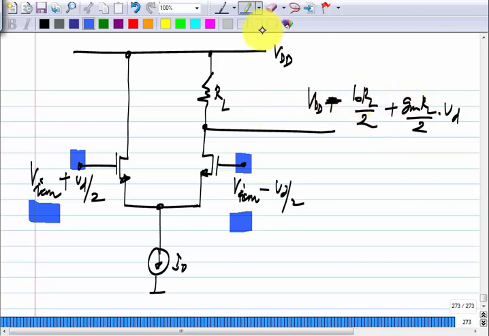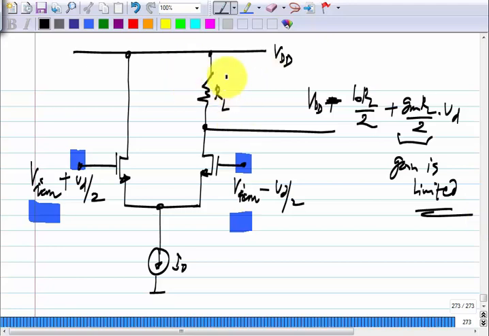So, now this has this problem that gain is limited. Okay. So, I have to replace the resistive load by an active load. How do I do that? What should I use instead of RL as an active load so that we get a very high gain? PMOS. Okay.